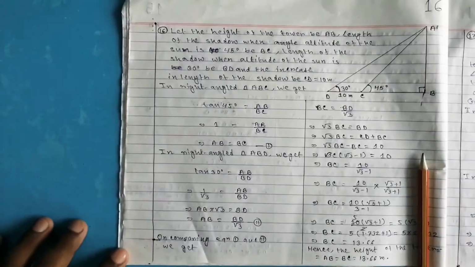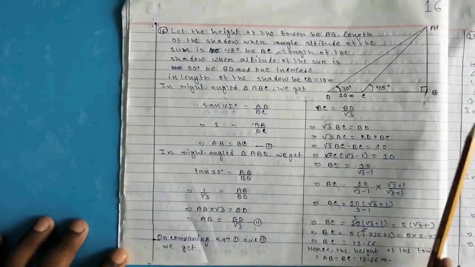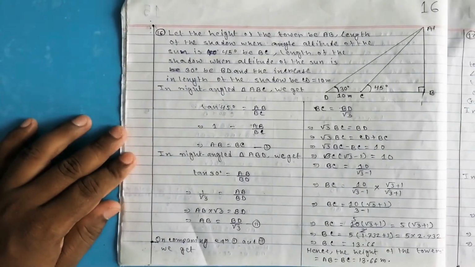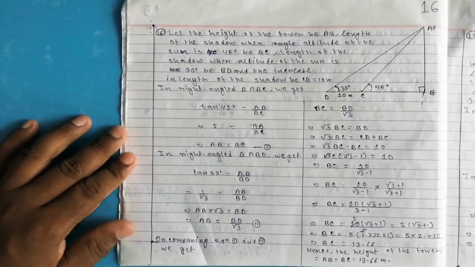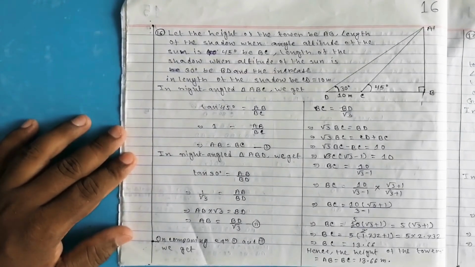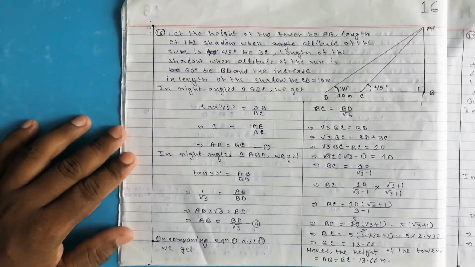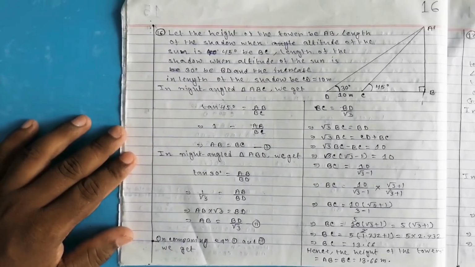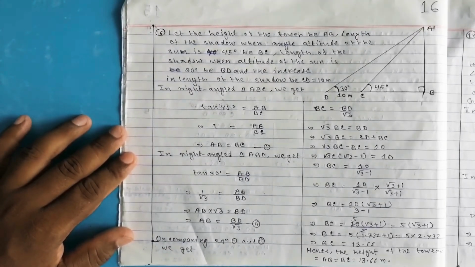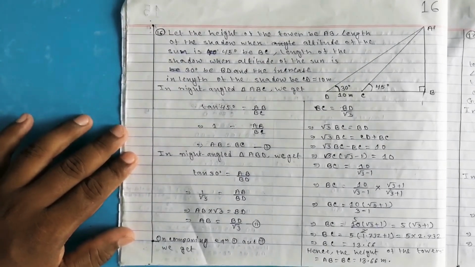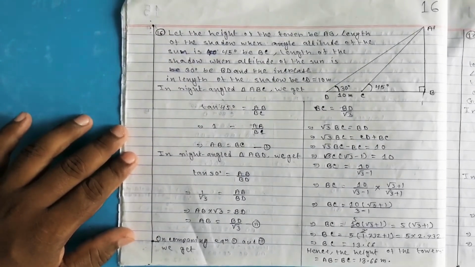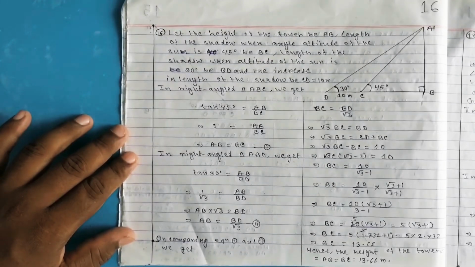Okay. Come to the next problem, that is question number 16. Read the question very carefully. In this question, it is given that the shadow of a vertical tower on a level ground increases by 10 meter when the altitude of the sun changes from 45 degree to 30 degree. Find the height of the tower correct to 2 decimal places.